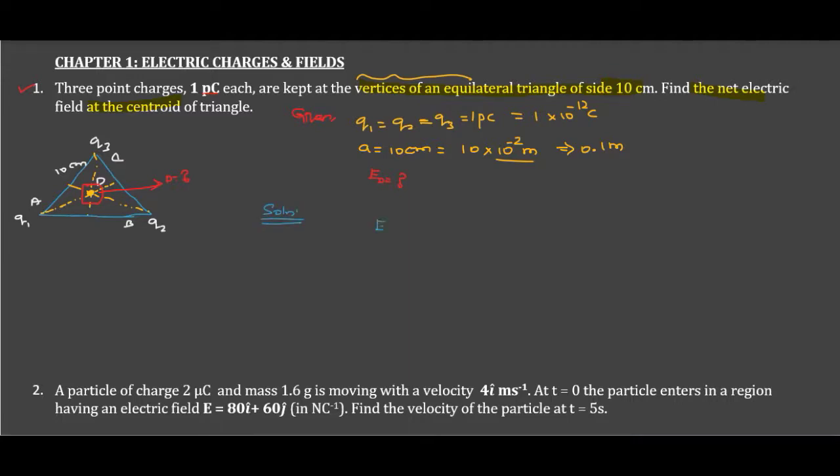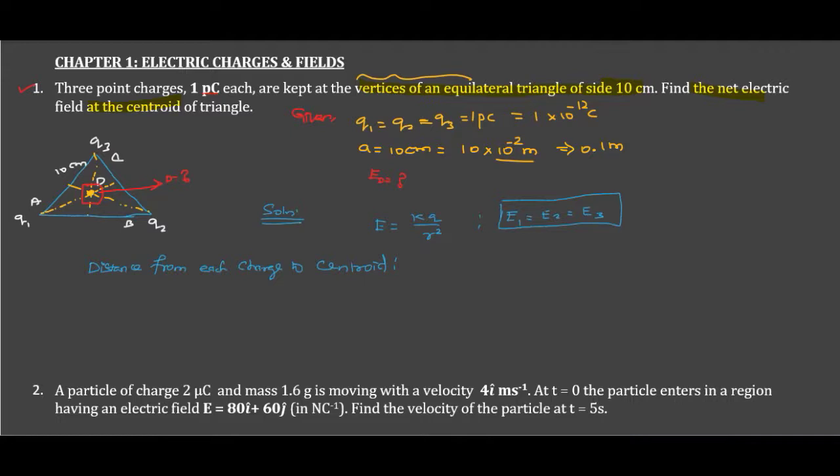Solution: we know the electric field formula is KQ by R square. Based on the given information, the electric field due to the first charge is equal to that of the second charge and the third charge. The reason is that the distances from the centroid of the triangle are equal and the charges have the same value. So first we will calculate the distance from each charge to the centroid.